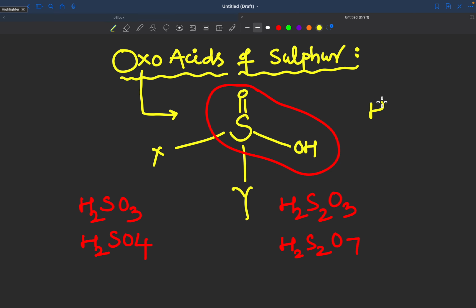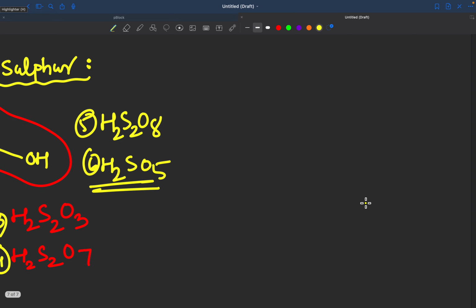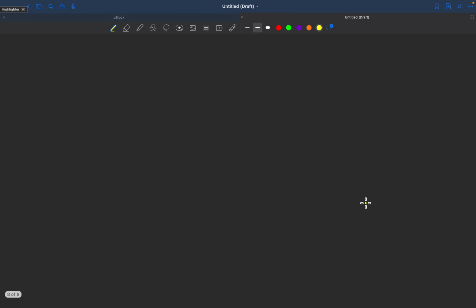These are H2S2O8 and H2SO5. So in total you should remember the structures of 6 oxo acids, right? We'll see them one by one. First of all we'll see H2SO3.